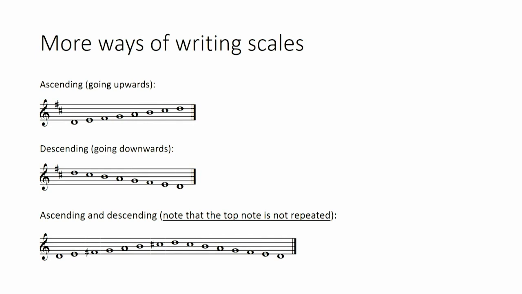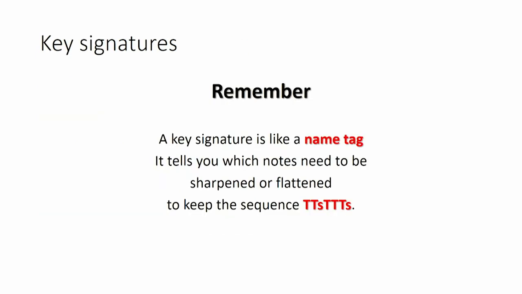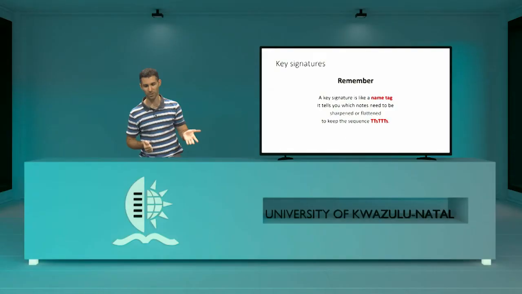Now, key signatures, what you need to remember is that a key signature is a bit like a name tag. When we go to a meeting, you often have a name tag that puts your name on it. The key signature acts like that. It says, this piece of music is in this key. It tells you which notes need to be sharpened or flattened to keep that sequence of tone, tone, semitone, tone, tone, tone, semitone.